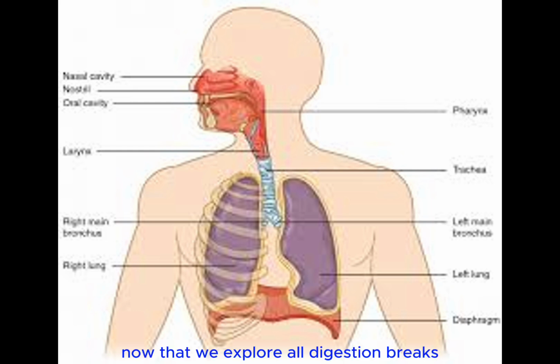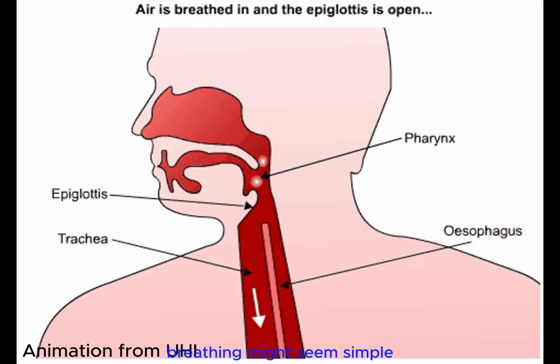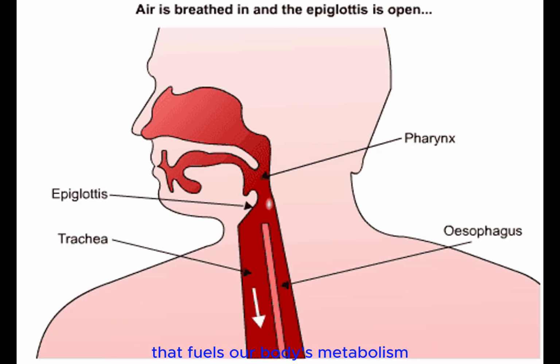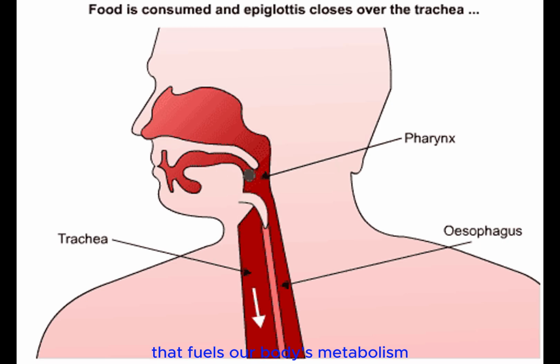Now that we've explored how digestion breaks down foods, let's talk about another crucial system in metabolism, the respiratory system. This system is responsible for gas exchange, allowing our bodies to take in oxygen and remove carbon dioxide, which is essential for energy production. Breathing might seem simple, but it's actually a complicated process that fuels our body's metabolism.